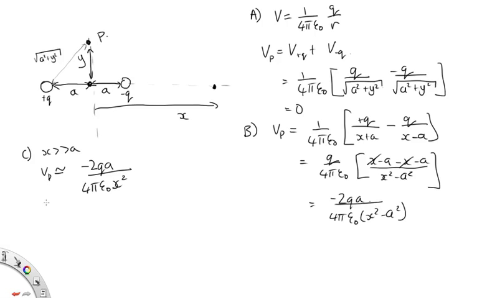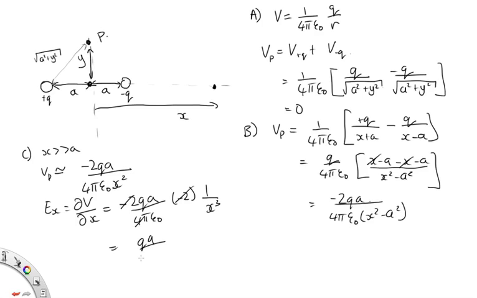To work out Ex, we have to do minus dV dx, and so we need to take the derivative of this with respect to x. So this would be minus 2qa over 4 pi epsilon naught times minus 2, 1 over x cubed. And so this is equal to qa over pi epsilon naught x cubed. And that's our answer.